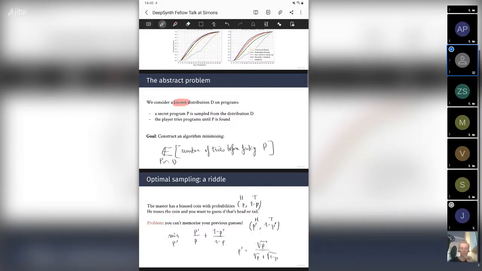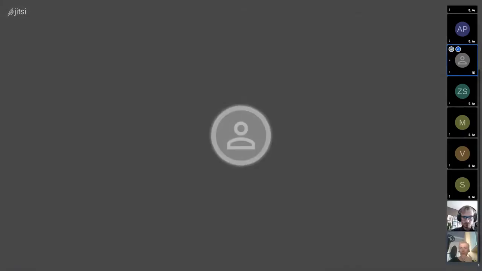And if you want to get a bit more intuition, imagine that this is 0, 1, this is a half. So let's say P is somewhere here. Then the optimal P prime will be somewhere here. So it's a bit moved toward uniform, but of course biased by the original P. So this is the riddle.